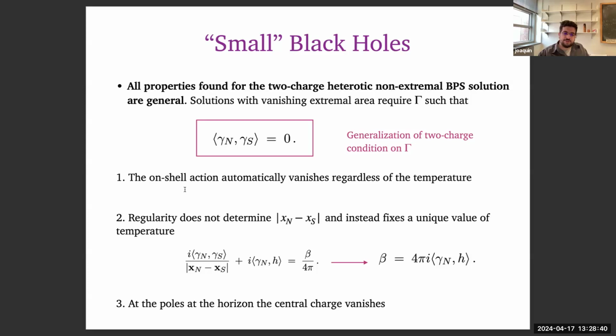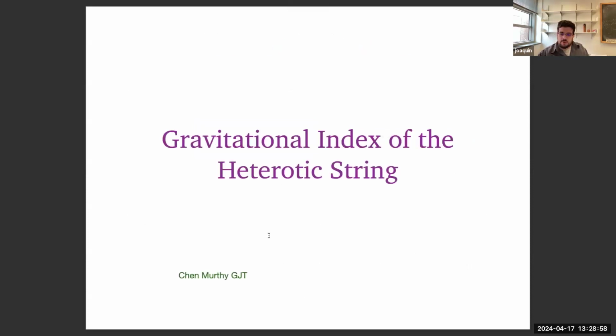Okay, so all these three properties that I mentioned, that the on-shell action is zero, that regularity gives me a value of beta I cannot tune, and that there is a singularity of some scalar in the horizon, are common to any small black hole you try to construct in this way. Okay, so in the last 5 minutes, I will go over the actual solution of the singularity.